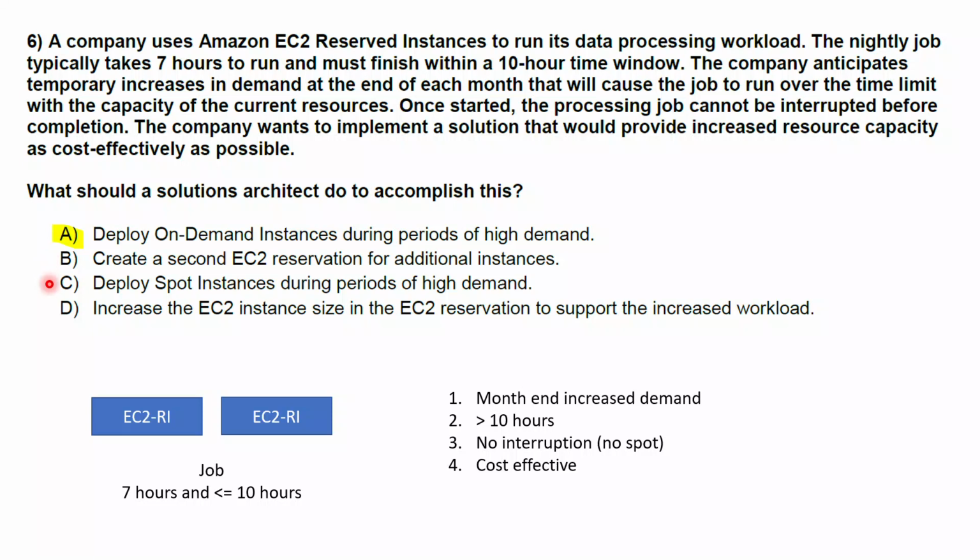Now, choice C recommends using spot. Spot instances cannot be used because there is a requirement that a job cannot be interrupted, whereas with spot, there is a possibility of interruption. So we cannot use spot. Finally, choice D recommends changing the existing reservation to increase the size of the instance. Once again, this change is a long-term commitment and not ideal when you need the extra capacity only for a few hours every month. So among these choices, on-demand instances, which is choice A, is the correct answer.